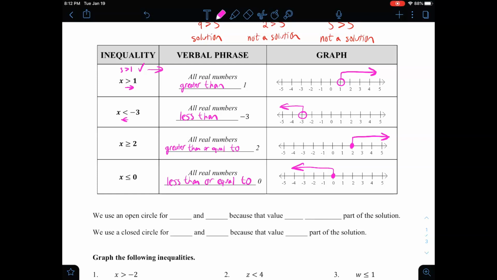Or the third option is to test a number. We could test 5. Is 5 less than or equal to 0? It is not. So we're not going to shade towards 5. We're going to shade away from 5. We're going to shade toward the true side.